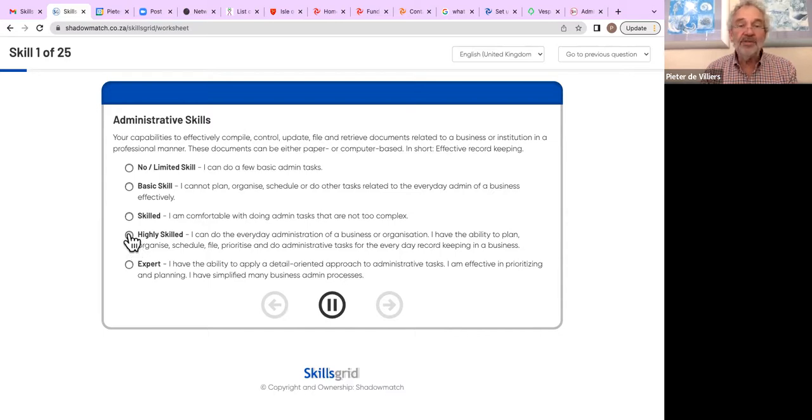Highly skilled says, I can do the everyday administration of a business or organization. I have the ability to plan, organize, schedule, file, prioritize, and do administrative tasks for the everyday record keeping of a business. So that's the definition of a highly skilled individual on administrative skills. Then I'm an expert. I have the ability to apply a detail-oriented approach to administrative tasks. I am effective in prioritizing and planning. I have simplified many business admin processes. So let's say this individual is skilled.